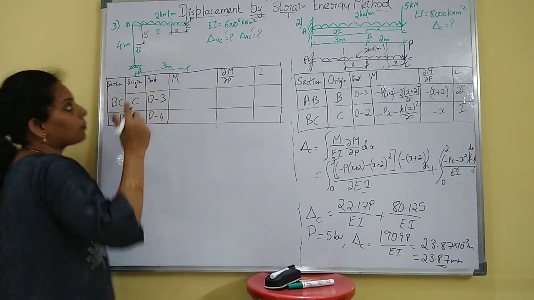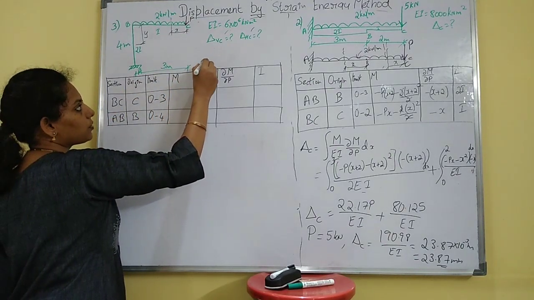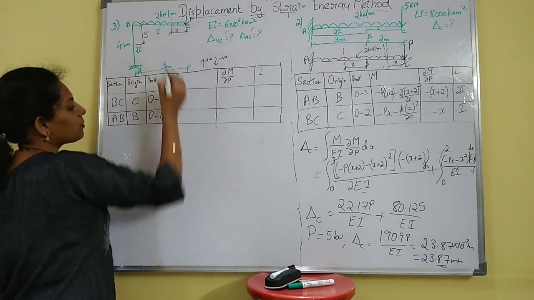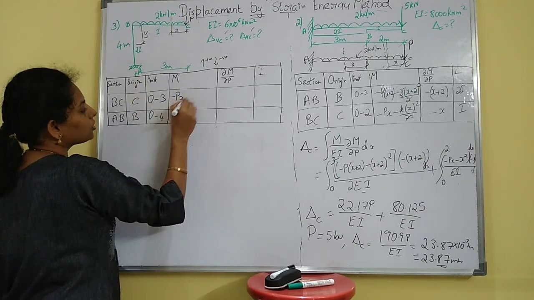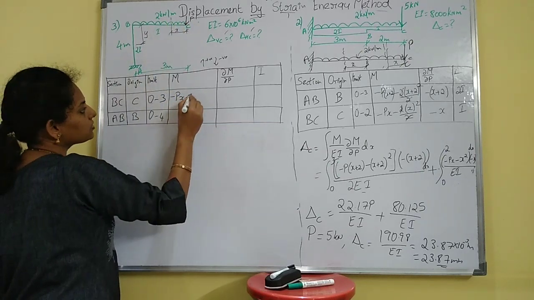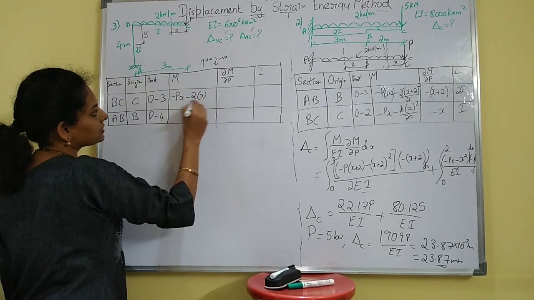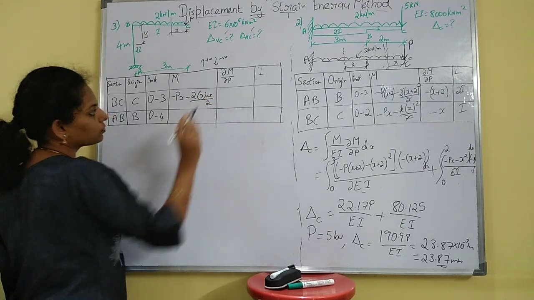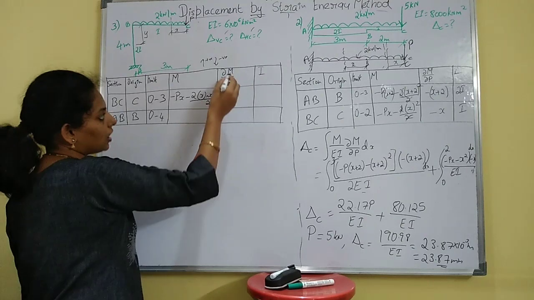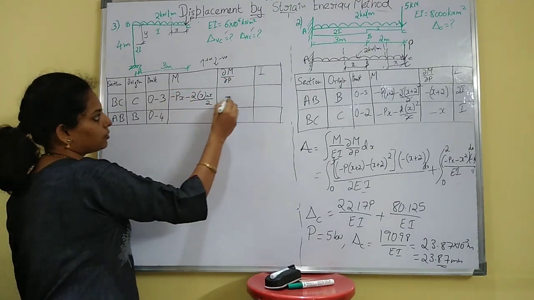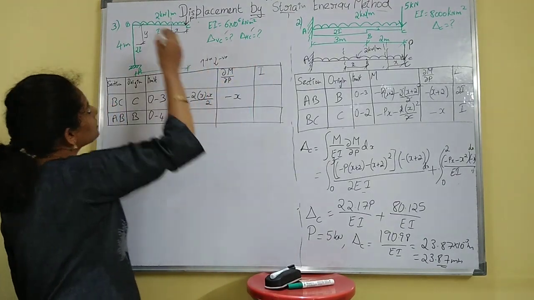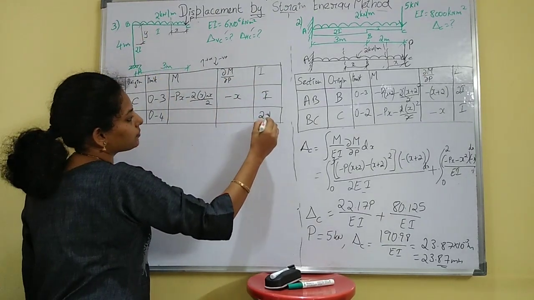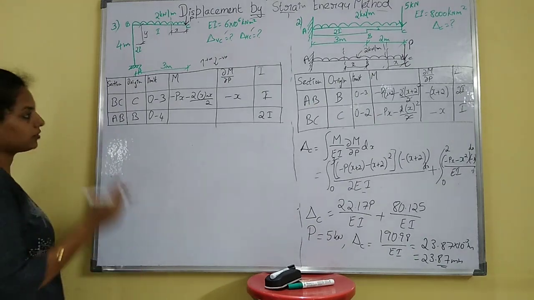Now find the bending moment. Same as before, upward as positive, downward as negative. Here it is downward, so minus P into x, then this UDL, so minus 2 into x into x by 2. Now differentiate it, so it will be minus x. Here for BC you have I and for AB you have 2 times I, a variation of moment of inertia.